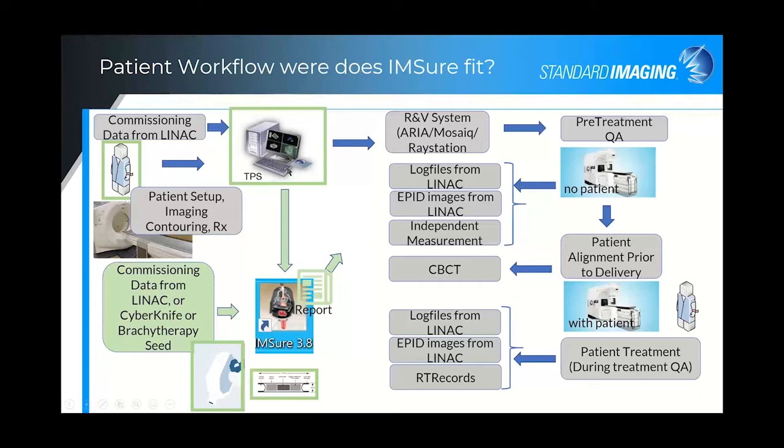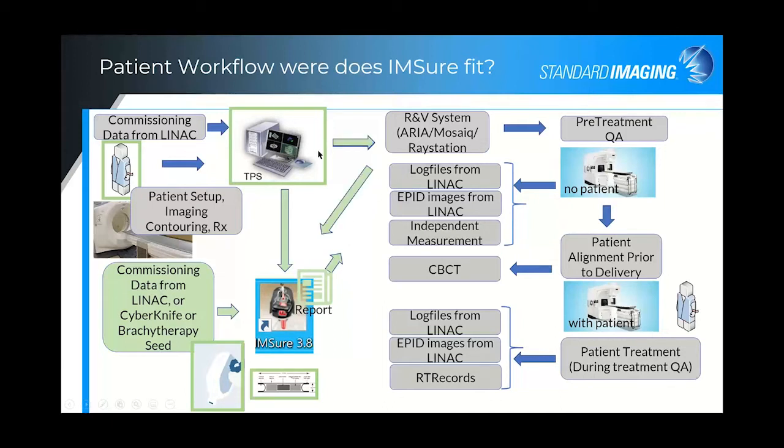But then, of course, all of this plan-specific information and the RT plan created in your TPS is exported to IMSure to get that independent second check, creating your report, sending that back up to your R&V system.